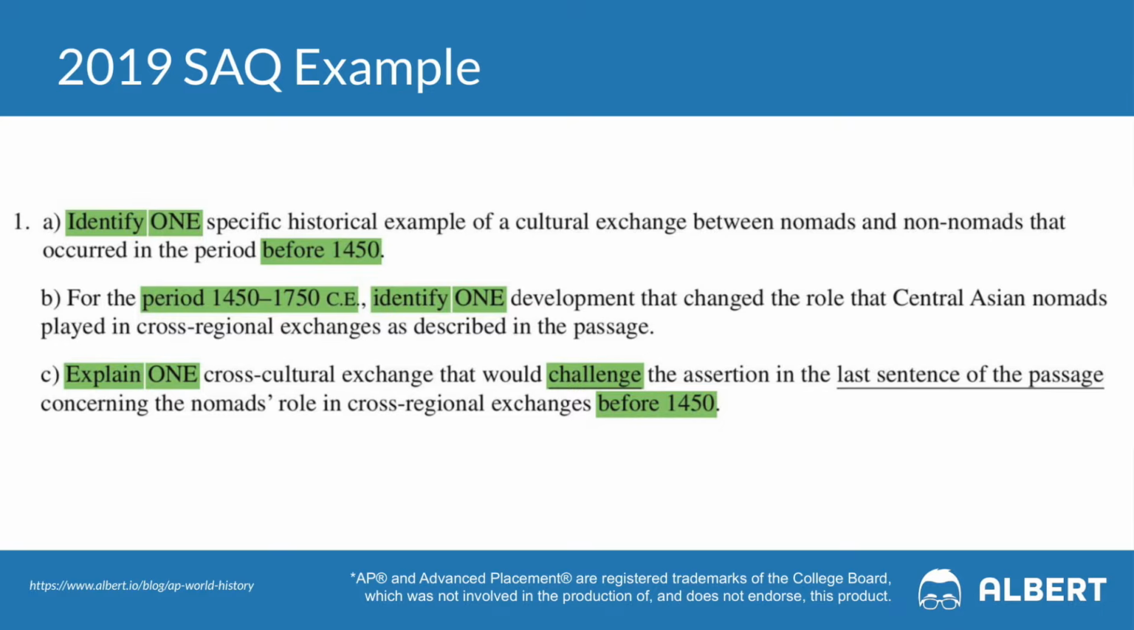As you can see, what we've done here is we've highlighted in the 2019 short answer question, number 1, the words that the College Board is asking you to perform in your response. So from this example, you can tell that oftentimes you'll be asked to either identify or explain something. But what does that mean? Well, if you're asked to identify something, it means that you need to provide a 1 or 2 sentence answer that directly answers the question within the proper time period.